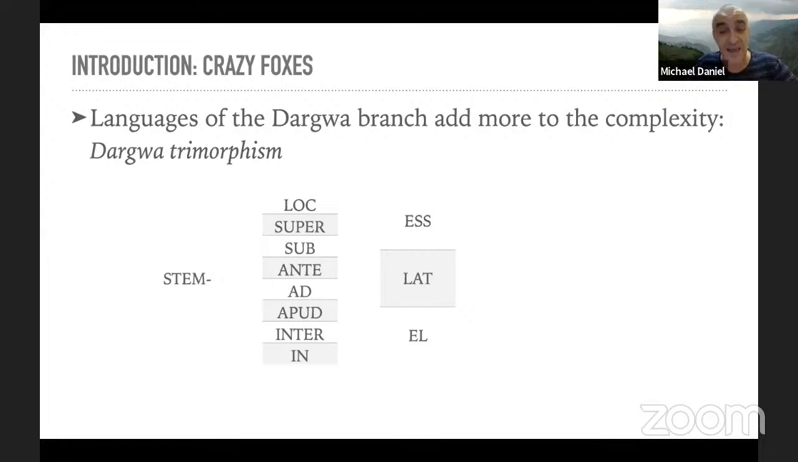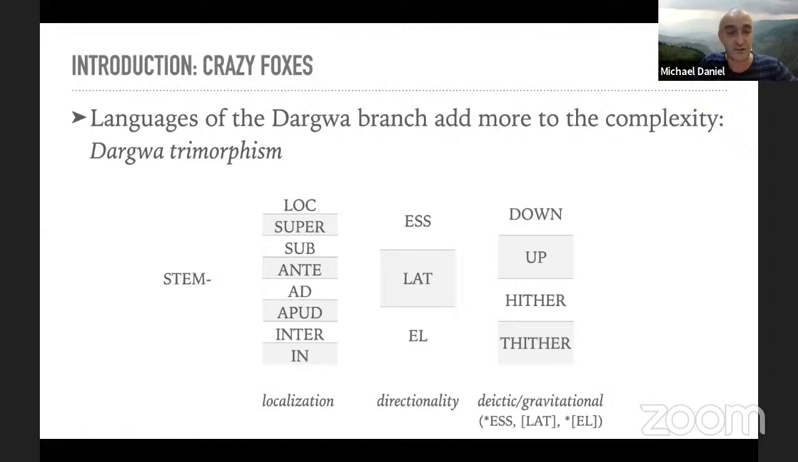But what happens next is that these forms may and sometimes must take the third position, which is meanings of going down or up, or hither and thither. So they include, in addition to the category of localization and directionality, a special category which integrates deictic and gravitational meanings.